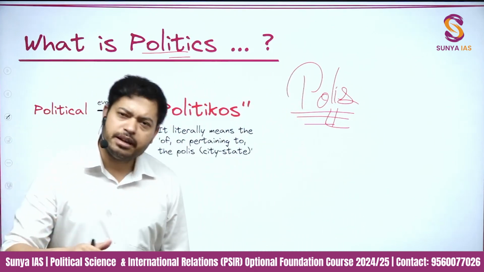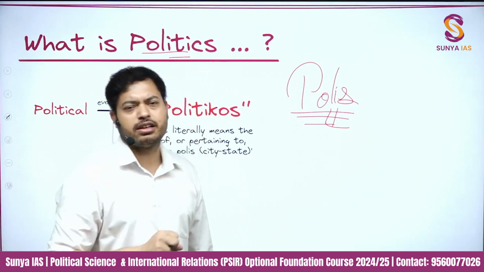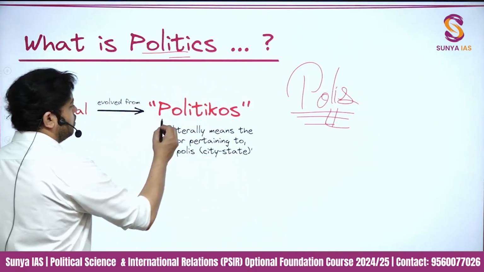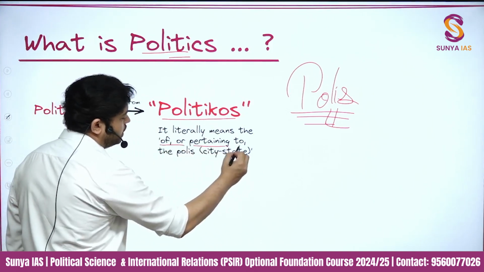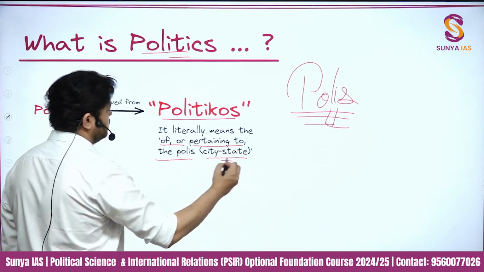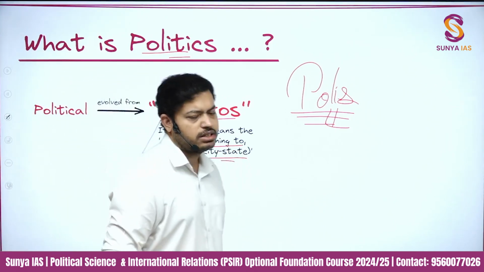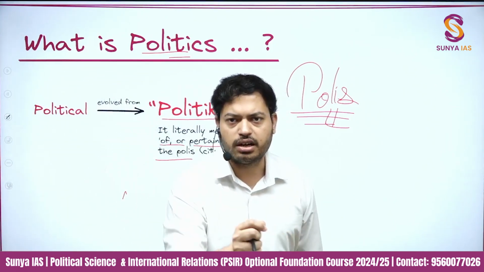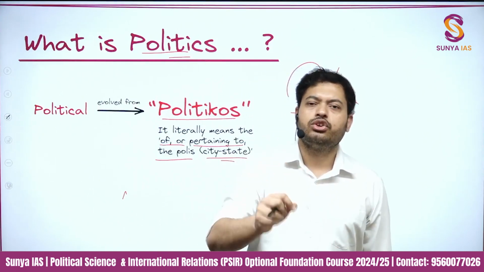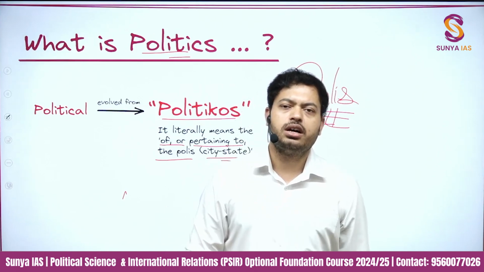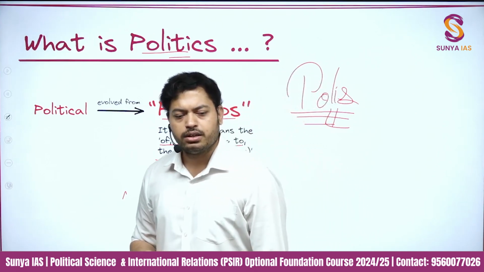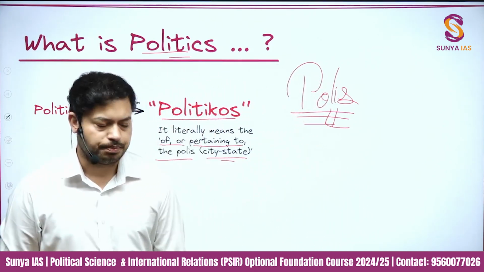Fine. Etymologically, one can trace back the very word politics to politikos, which literally means of or pertaining to the polis, that is the city state. That which is talking about or is connected to the issues and the problems and other things of a city state can be called politics. Fine. That is where it is all coming from.